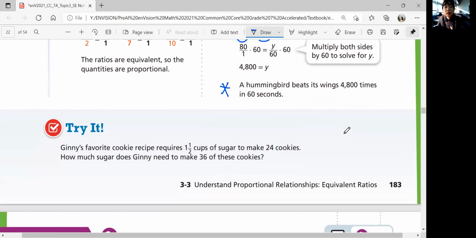Let's look at this try question. Ginny's favorite cookie recipe requires 1.5 cups of sugar to make 24 cookies. How much sugar does Ginny need to make 36 of these cookies? So first, let's look at our information. We have a ratio here, right? 1.5 cups per 24 cookies, right? That is our ratio. Can we figure out a unit rate?